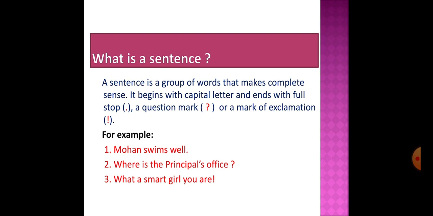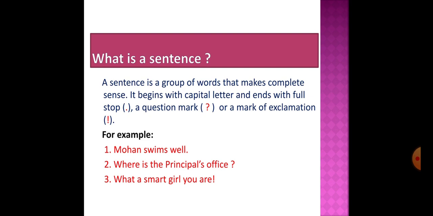For example, Mohan swims well. We can see this group of words is complete in itself and it's giving complete meaning and ends with a full stop. Look at the next example. Where is the principal's office? Now we can see that in this sentence the person is asking a question and it ends with a question mark and still it is a complete sentence.